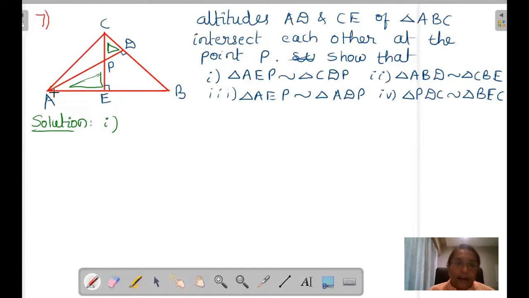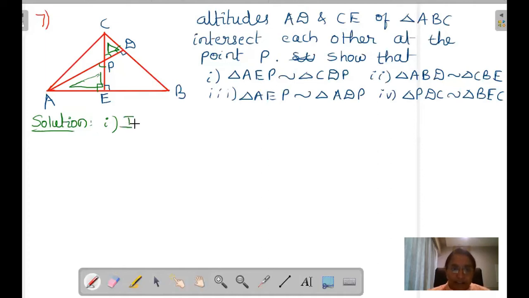So here, in triangle AEP, this angle is 90 degrees. Angle CDP is also 90 degrees. So one angle is 90 degrees. Next, angle APE and angle CPD, are these two equal or not? They are vertically opposite angles. So definitely the third angle will be equal anyhow. So we only have to show that two angles are equal. Then the triangles are similar.